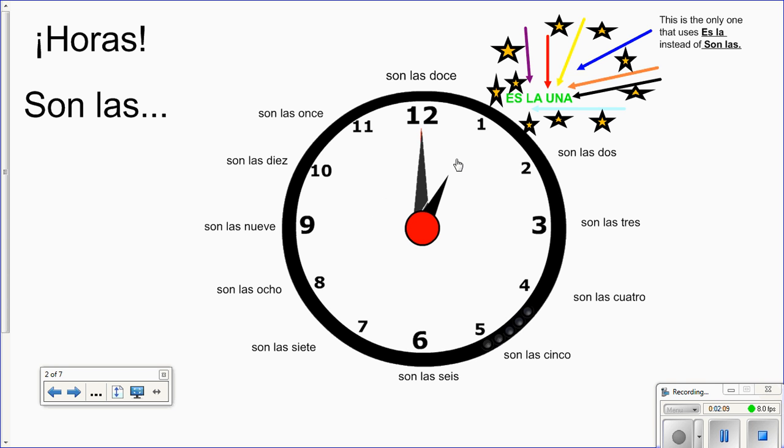So when we start, we're going to start with 1. 1 has all these stars and arrows and all that because this is the only number, the only one that uses es la. It's es la instead of son las. So we have es la una. And as we move this, it's son las dos, son las tres, son las cuatro, son las cinco, son las seis, son las siete, son las ocho, son las nueve, son las 10, son las 11, and son las 12. Es la una, again, is the only one with es la.